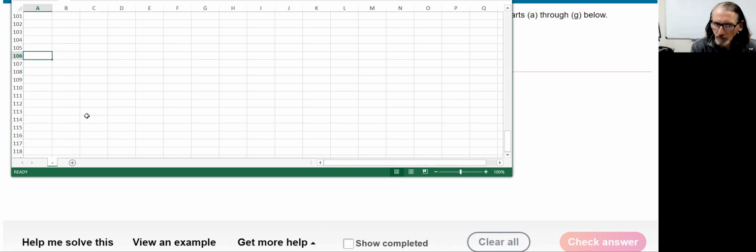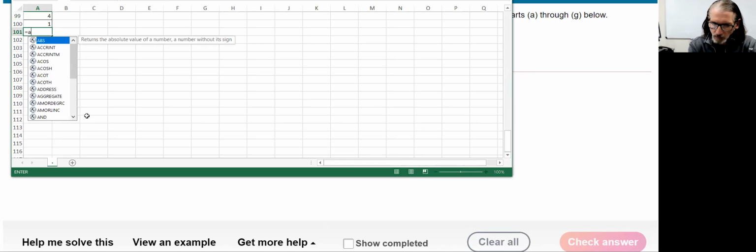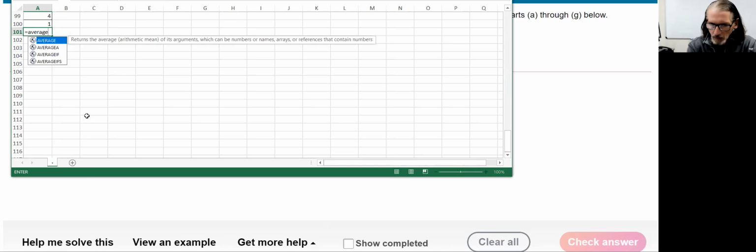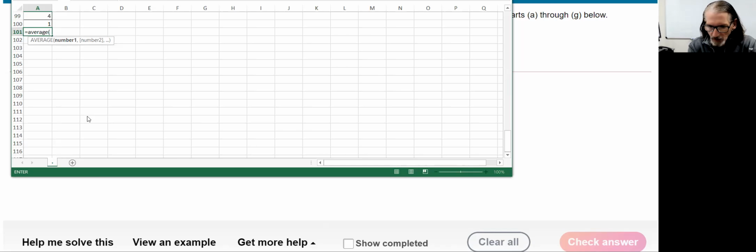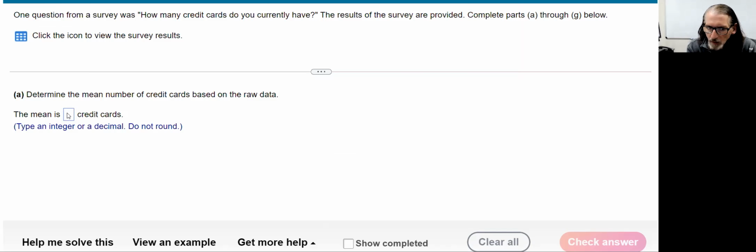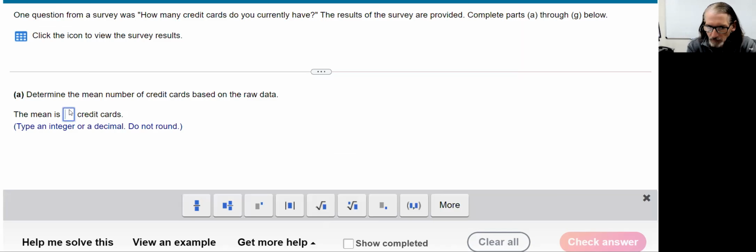Yes, we do have 100 respondents. Remember in Excel, we can find a mean by typing equals average. And then since this is in column A with the first entry in row 1, A1 colon A100, boom. We've got a mean of 3.09.